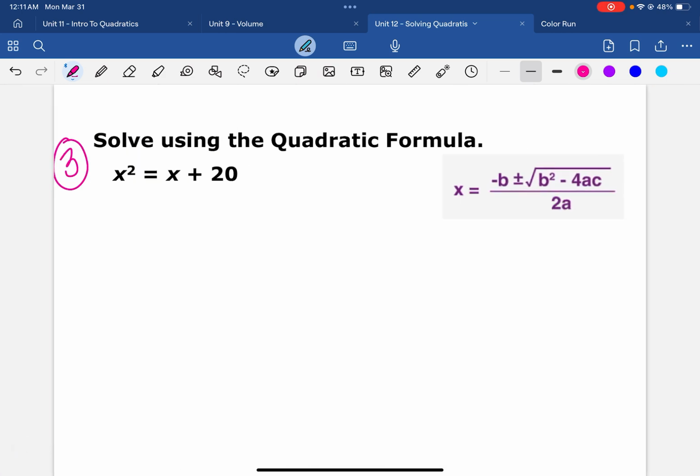Number 3. What's different about this one? It's not in standard form. So the first thing we need to do is move x plus 20 to the other side, so that way it is in standard form. I am going to subtract x from both sides. I'm going to subtract 20. So minus x minus 20 gives me my new equation of x squared minus x minus 20 equals 0.